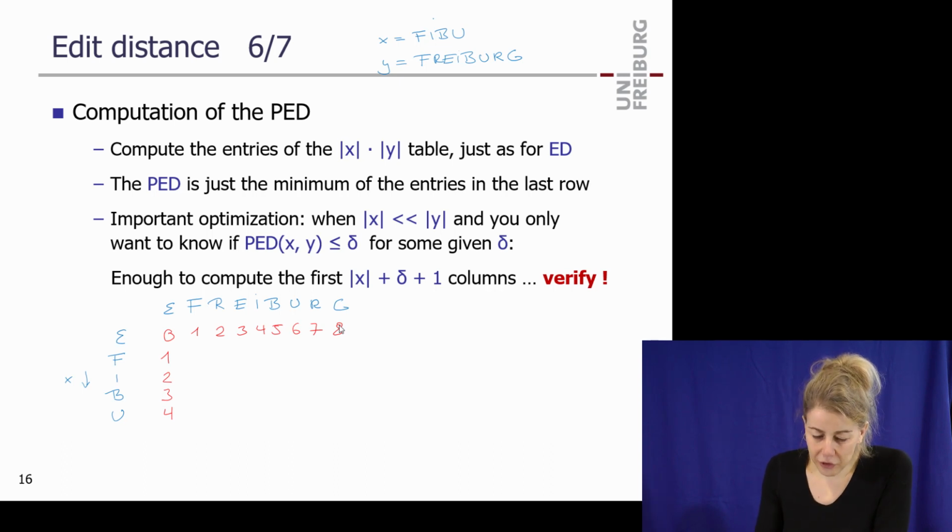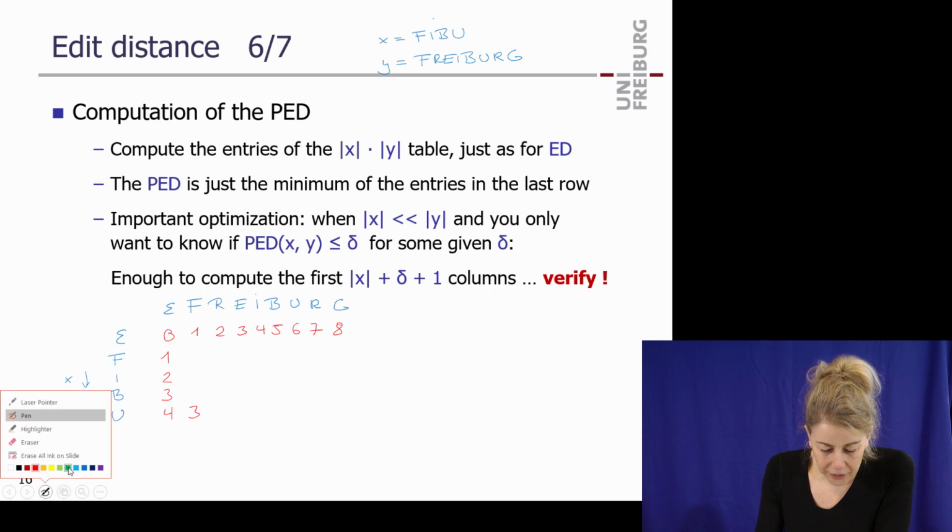And now let's just look at the last row. So the last row, so here we have Fibu to the empty word is 4. Fibu to F, what's the right entry here? So just from the definition and without knowing what the previous rows are. 3, yes, it's from Fibu to F. It's just the edit distance, not prefix edit distance. It's 3, yes. What's the entry here between Fibu and Fr?